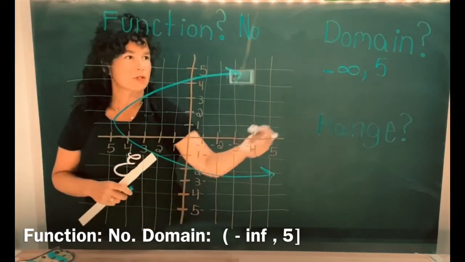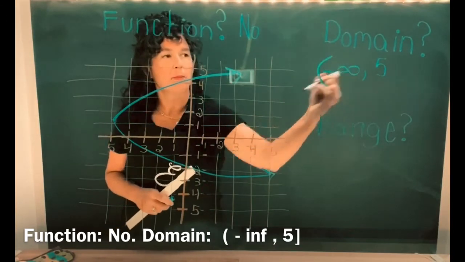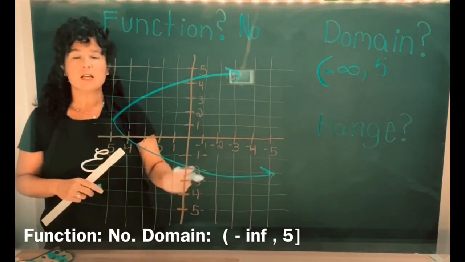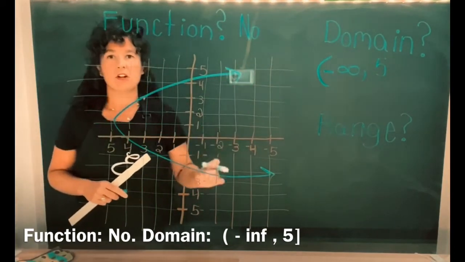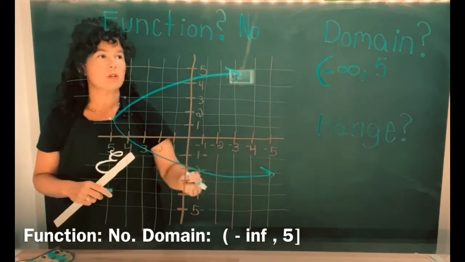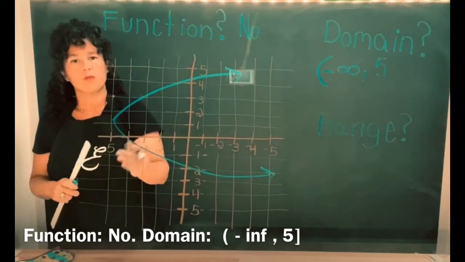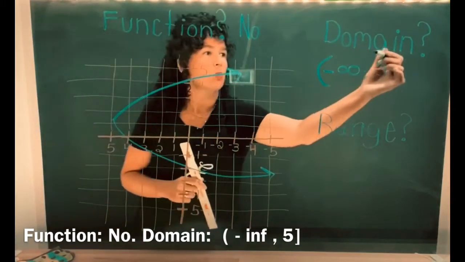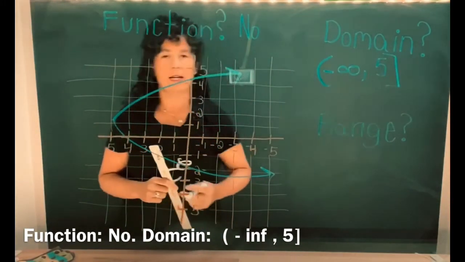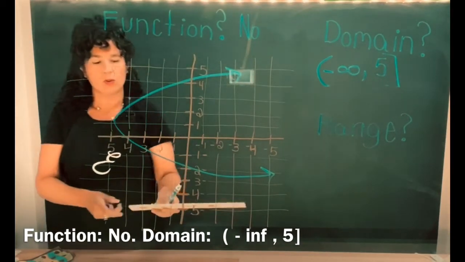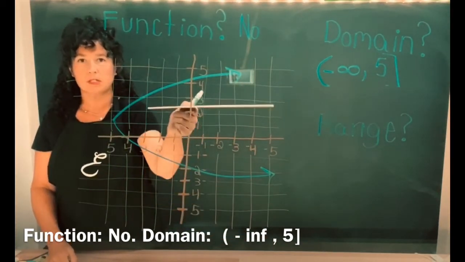The symbols: you always want to use a parenthesis for the infinity or negative infinity, because you can never actually get there. It's a concept, it's not a value you're actually getting to. And then we're going to go up through 5, and we actually are in contact at 5, so we're going to use a bracket.